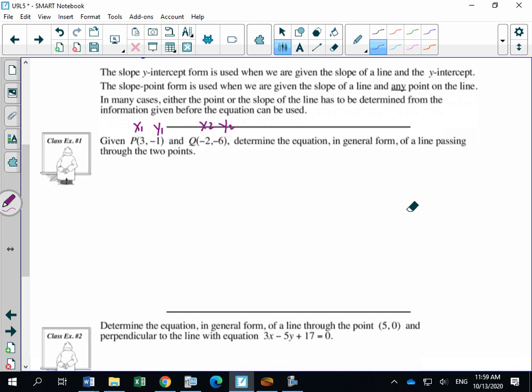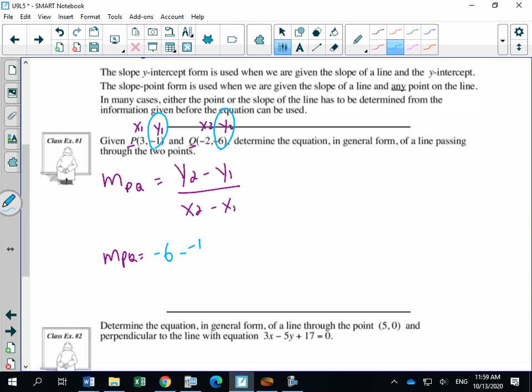So you would say, okay, the slope of the line, and actually we're going to call our line what they want us to call it. So the slope is PQ. It's equal to y2 minus y1 over x2 minus x1. That's the slope of line PQ. So let's make sure that we get everything entered correctly. So this would be -6 minus y1 is -1 all over x2, -2 minus x1 is 3.